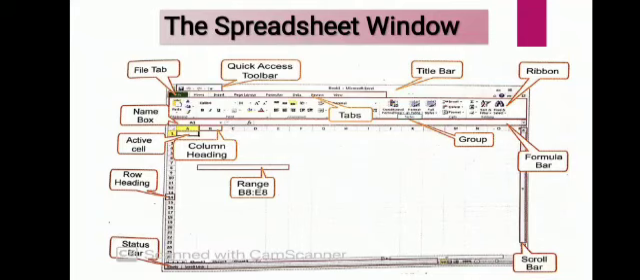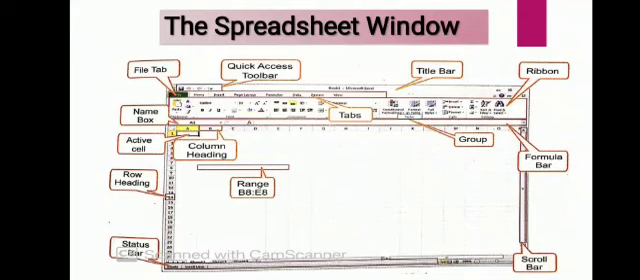Next one is about the name box. This shows the address of the current selection or active cell. Whichever cell you have selected, this is shown in the name box. In this diagram A1 is selected, so the name box displays the cell name A1.